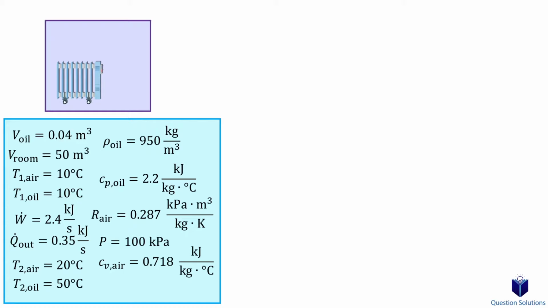Okay, now we can write our energy balance equation. So energy in minus the energy out is equal to the change of energy in the system. Now the heater is on for a certain amount of time, which is our energy in. Because it's on for a certain time period, we need to multiply it by delta T.